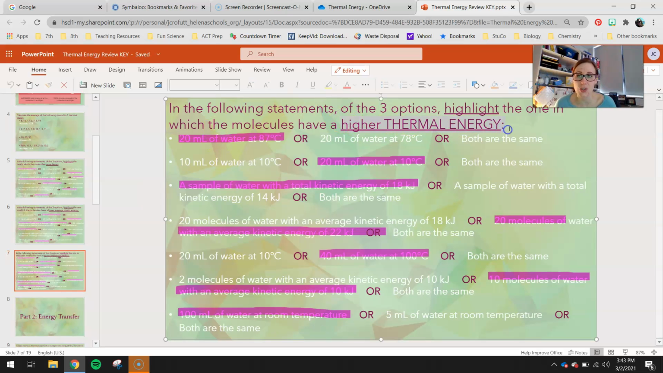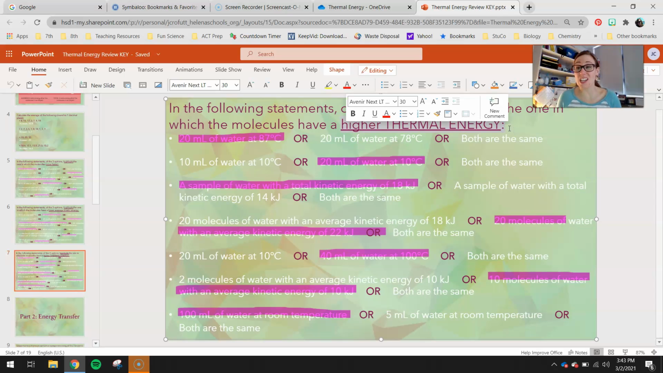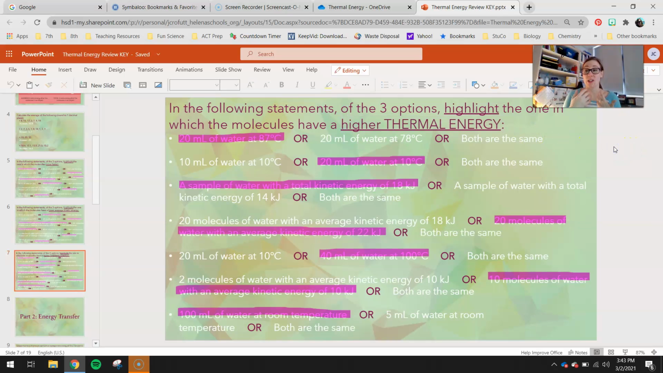So this one's a little bit trickier because remember that thermal energy is the total kinetic energy for those. Okay, so size of the object is going to matter here, size of the sample. Okay, so 20 milliliters of water at 87 or 20 milliliters of water at 78. These two are both the same size, so we're going to rely back on temperature here. If we were to add up all the kinetic energies of all these molecules and find the total, or the thermal energy, 87 degrees would be our higher thermal energy there.